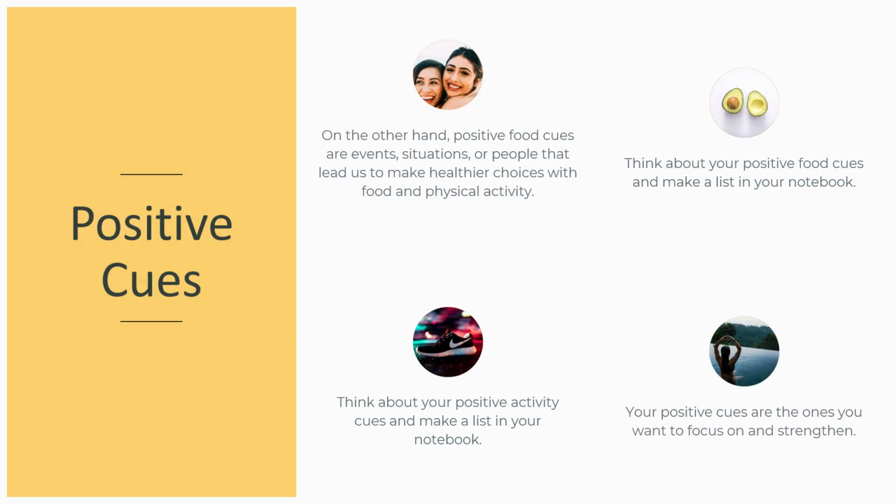On the other hand, positive food cues are events, situations, or people that lead us to make healthier choices with food and physical activity. Think about your positive food cues and make a list in your notebook. Think about your positive activity cues and make a list in your notebook. Your positive cues are the ones you want to focus on and strengthen.